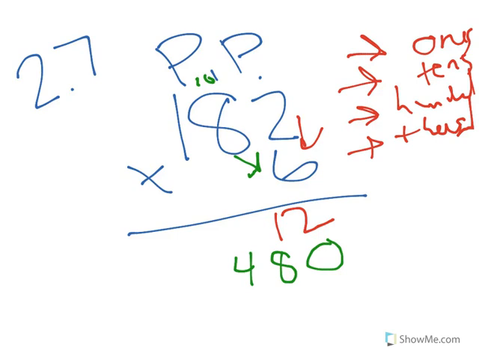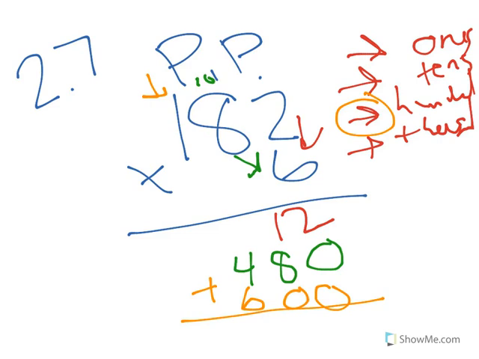Now I'm going to go to my hundreds. And because it's in the hundreds, how many zeros are in 100? 2. So I'm going to put 2 zeros here. And then 1 times 6 is 6. So then I'm going to add all those products. 2 plus 0 is 2. 8 plus 1 plus 0 is 9. And then 4 plus 6 is 10. There's nothing over here to regroup, so I just write down 10, and that's my answer.